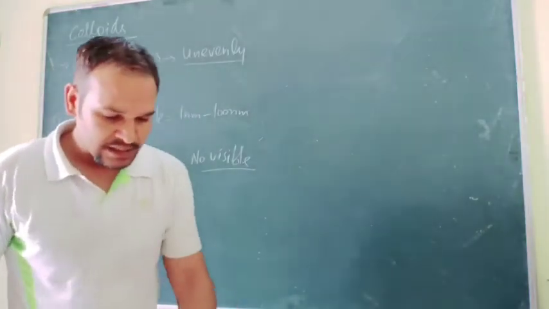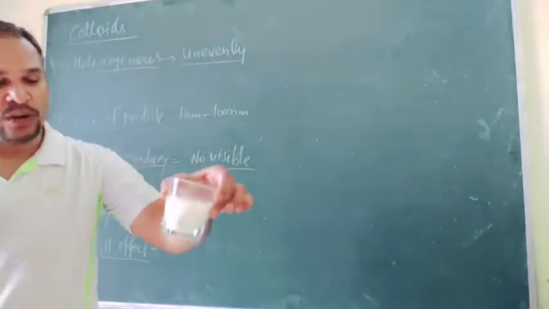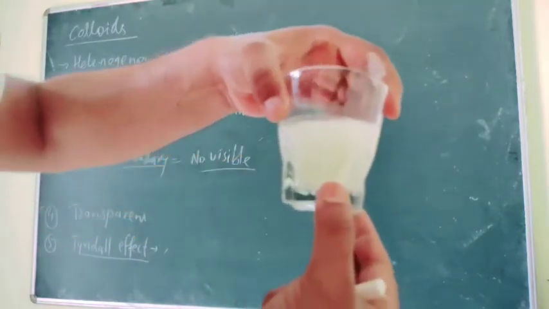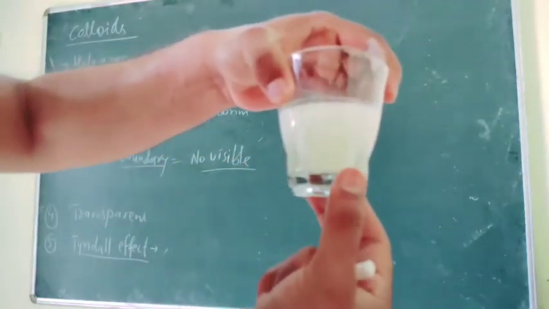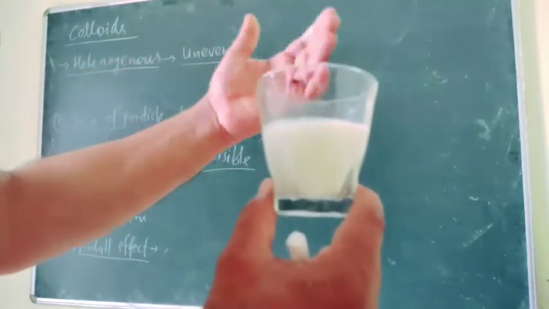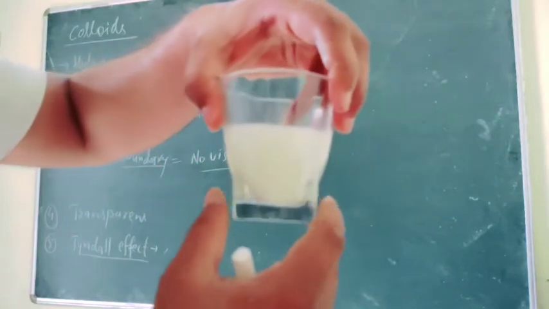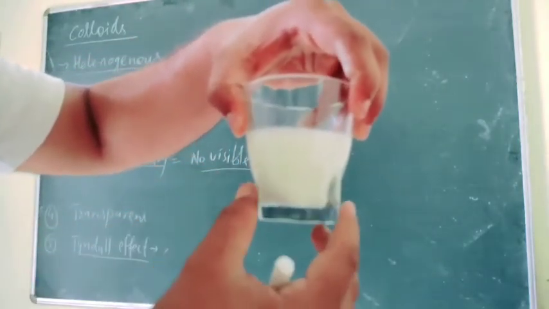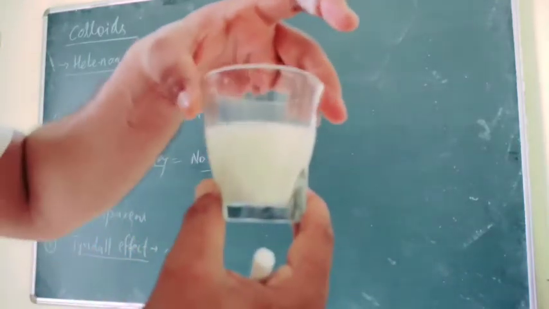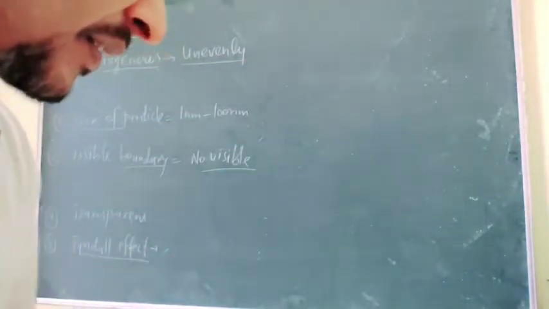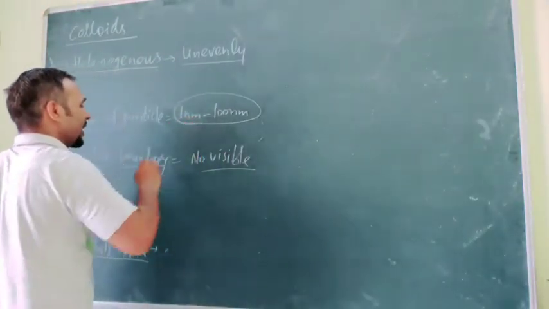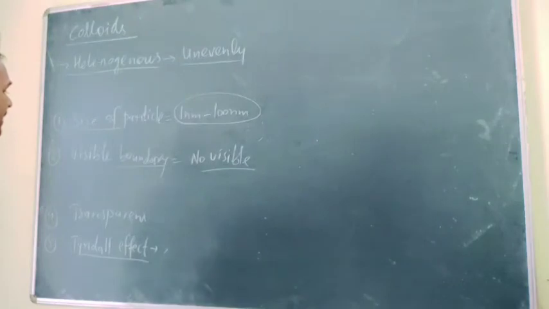For example, see, I have taken milk. Milk is a colloid solution, right? So in the milk, the components are not visible, and the size of the particle will be larger than 1 nanometer. That means if we pass light through the milk, it will scatter the light. That means they will show the Tyndall effect. Why will they show the Tyndall effect? Because of this only. This is a very important factor in the case of colloids, right?